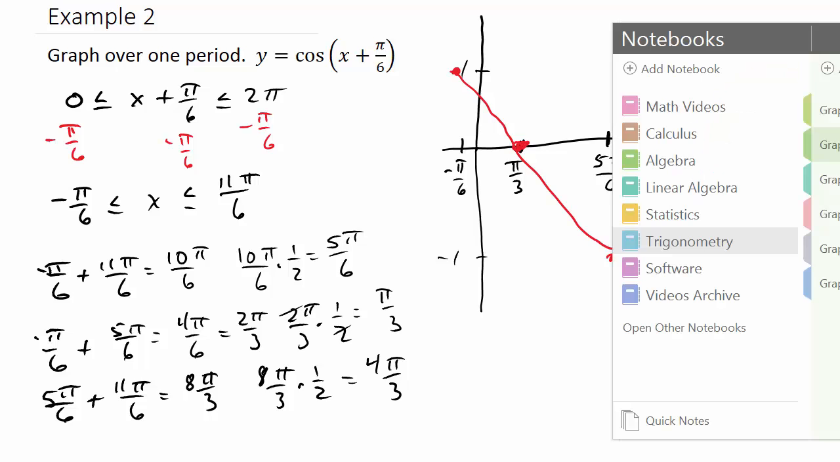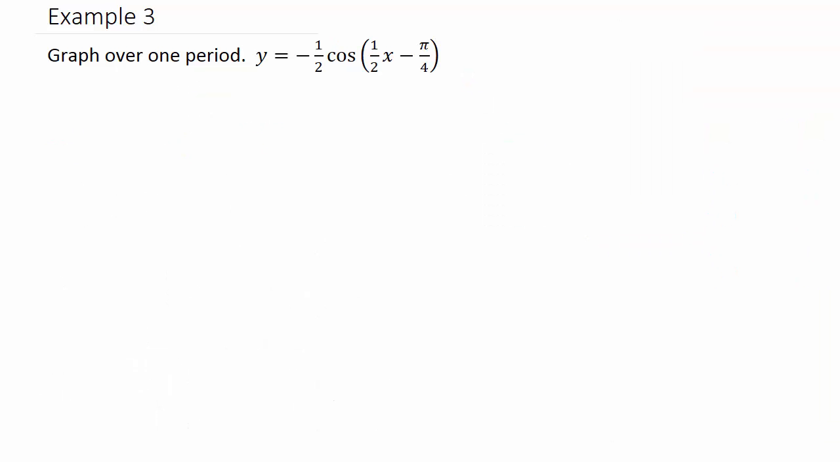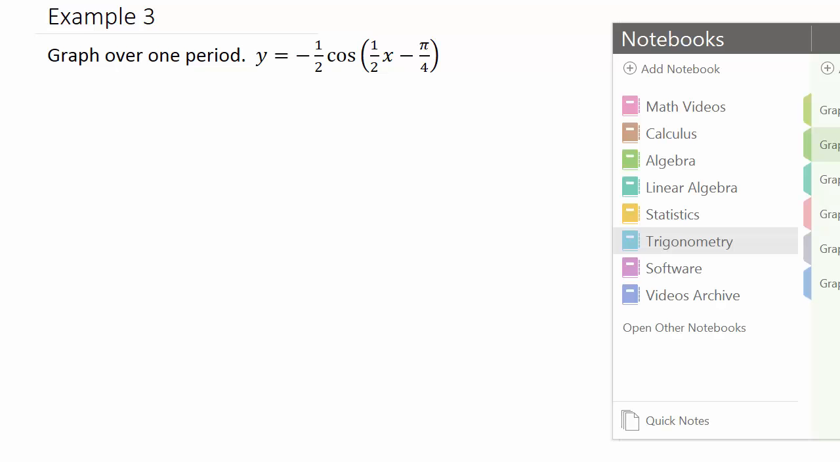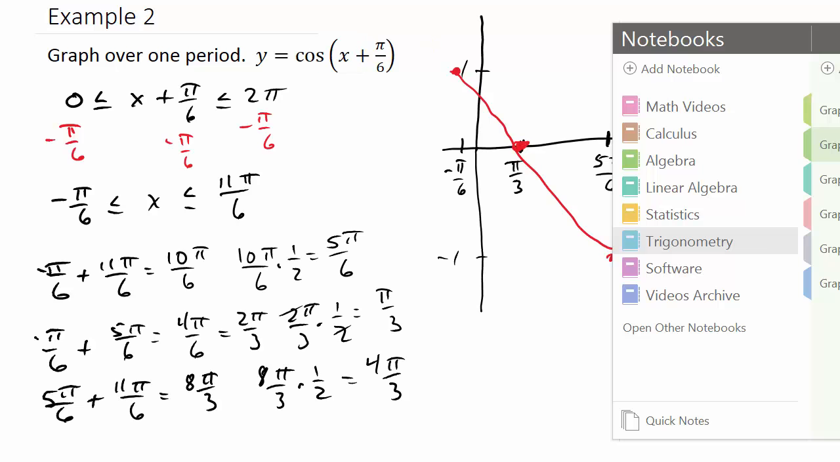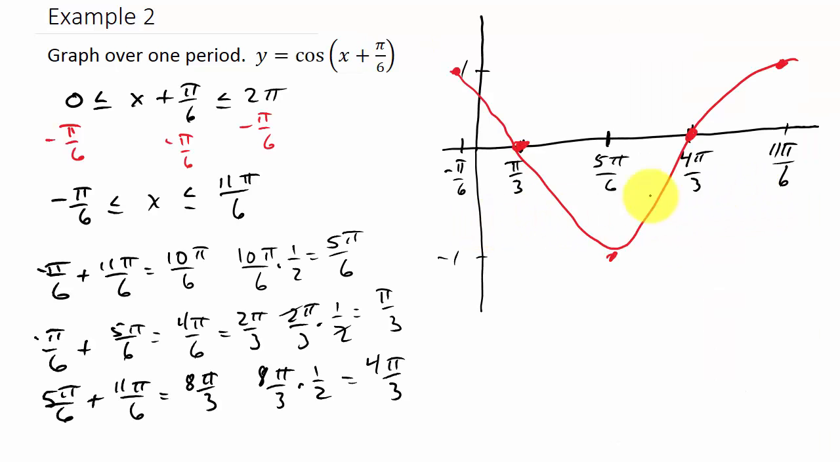Alright, let's take a look at another one. We have, well, before we go to the next problem, I want to go back and say one thing. Now, I'm graphing over one period. You may have to graph over 2 periods. If that's the case, let me just show you this real quick.